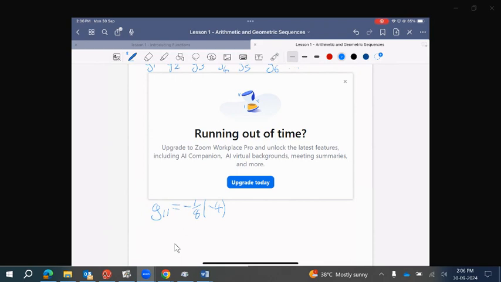Let's finish this bit first. So we should get minus 131,072. Perfect. So 128 divided by minus 2, minus 64.